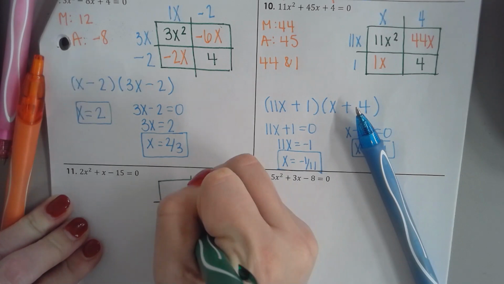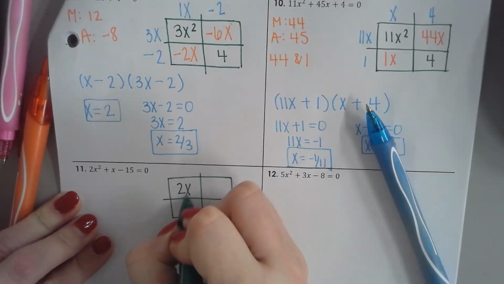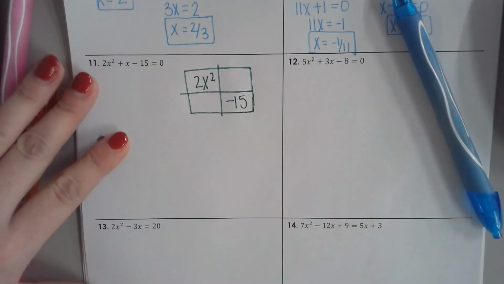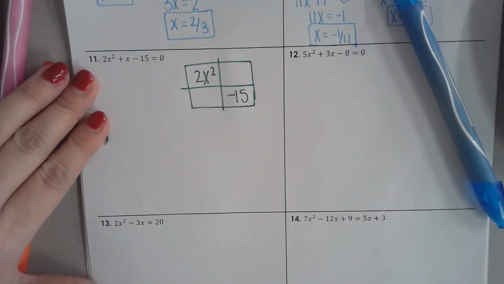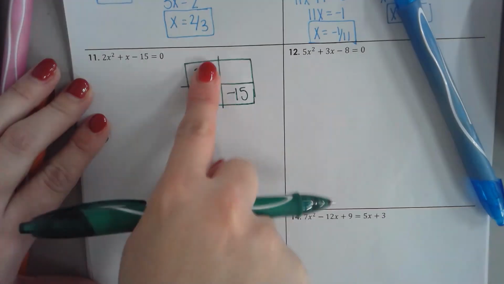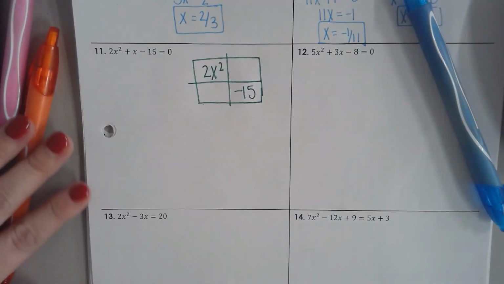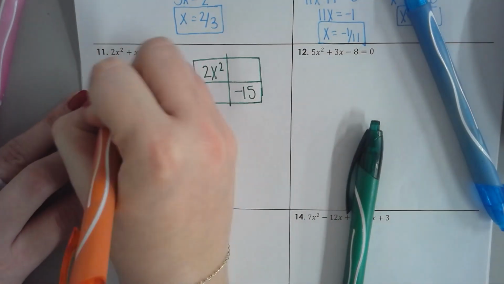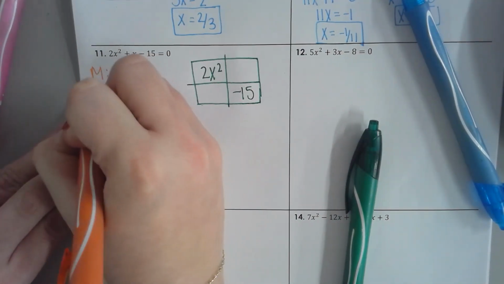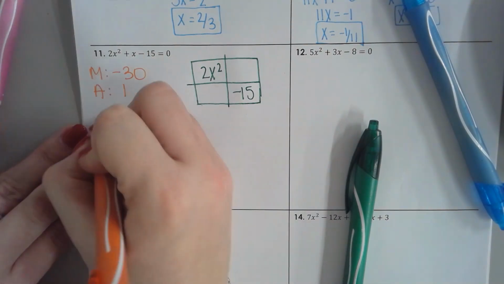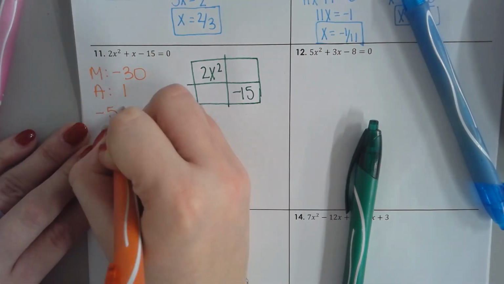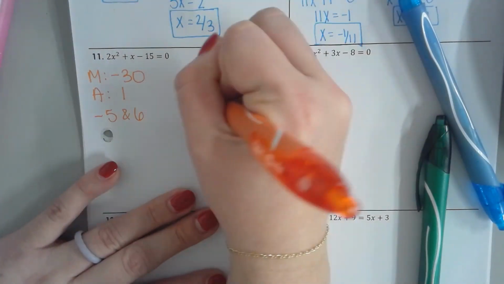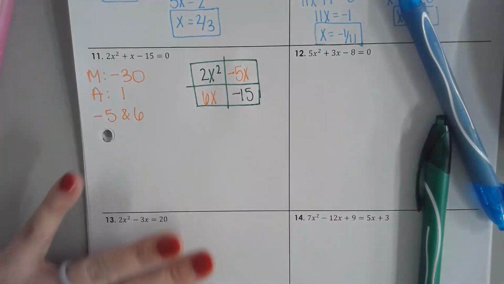The 2x squared has to go top left. The -15 has to go bottom right. Basically, you put your first and the last in the first and the last. Okay. We already figured out we needed two numbers to multiply to be -30 and add to be 1, which are -5 and 6. All right, and you get 6x.